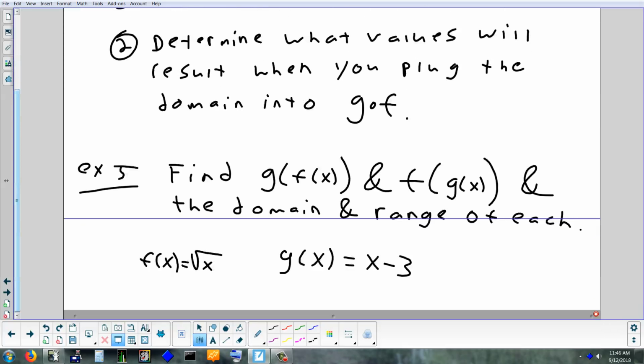I'm not going to do g of f and f of g. Let's just do it one way. Let's just do the first one. Let's just do g of f. Okay, so I'm going to take f and plug it in to g. Any questions on that?